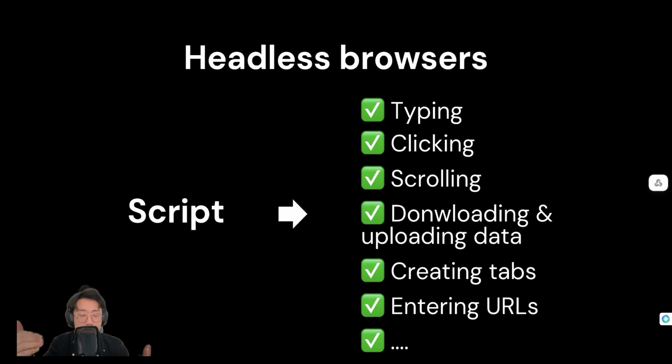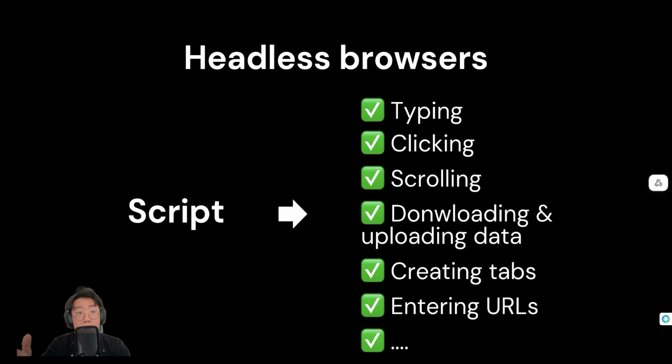But all the interaction will be detailed by a script, which can simulate user interactions like typing, clicking, scrolling, downloading data, and all sorts of different things. So essentially, these browsers operate in the background and execute web pages exactly like a standard browser would, but without displaying any content on the screen. This makes them useful for various automated web tasks like testing and web scraping.